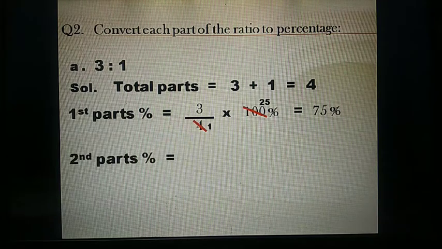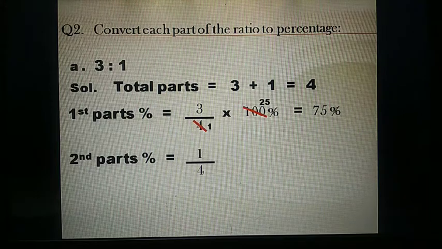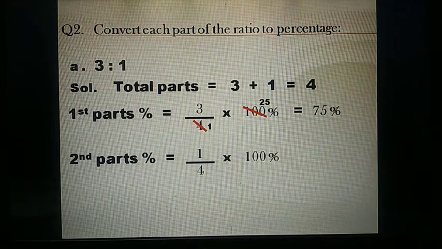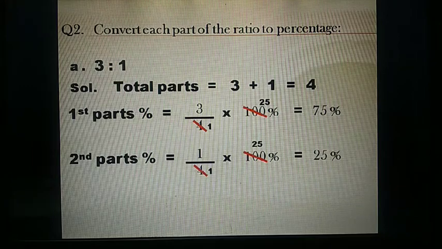Similarly, for the second part, in the ratio it's 3:1, that is 1 by total, that is 1 upon 4, into percentage, you will multiply it by 100%. Now perform the cancellation and yes, the answer is 25%. So here, we are supposed to first find the total parts and then multiply the fraction of each part by 100% to get the answer in percent.